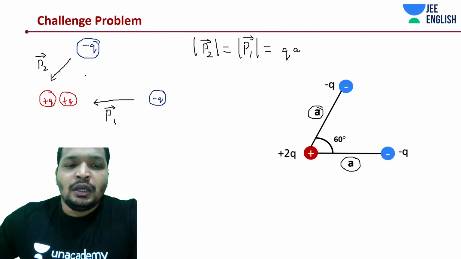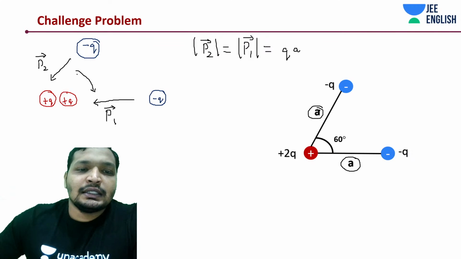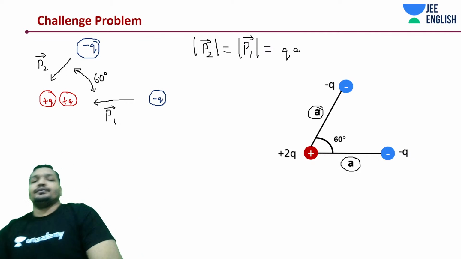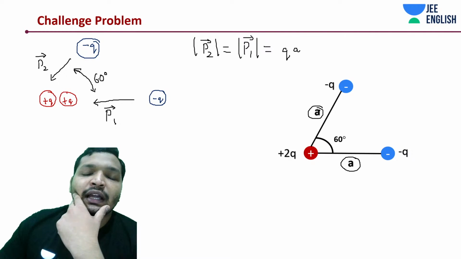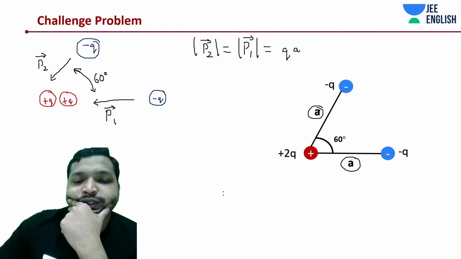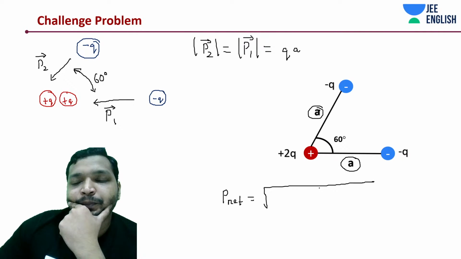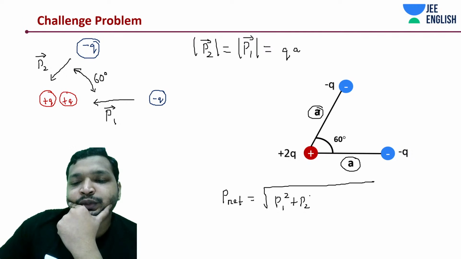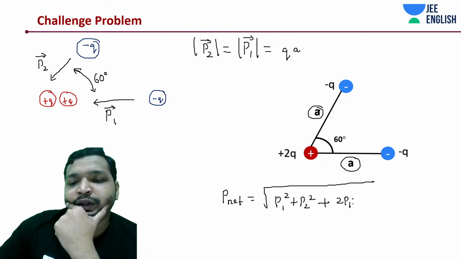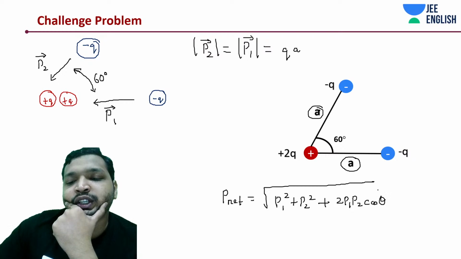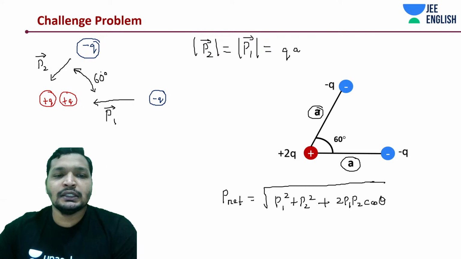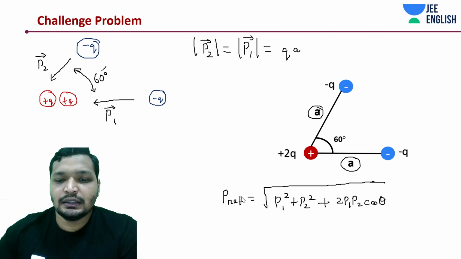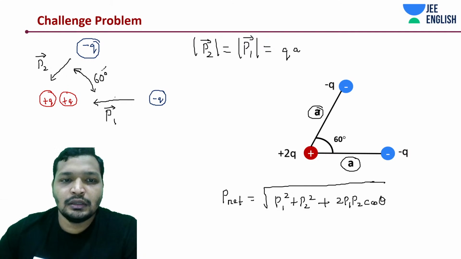Now comes the next thing. What is the angle between them? 60 degrees. So how do we calculate the magnitude of the dipole in this case? We say P net is equal to under root of P1 square plus P2 square plus 2 P1 P2 cos theta. What is the value of theta, guys? Theta is 60 degrees.